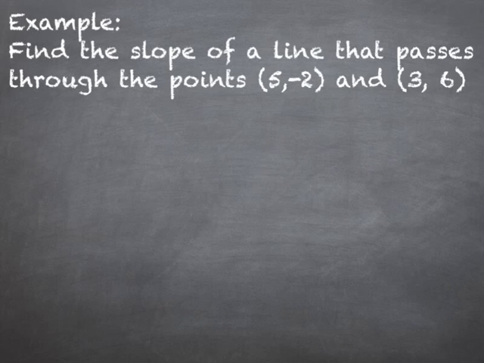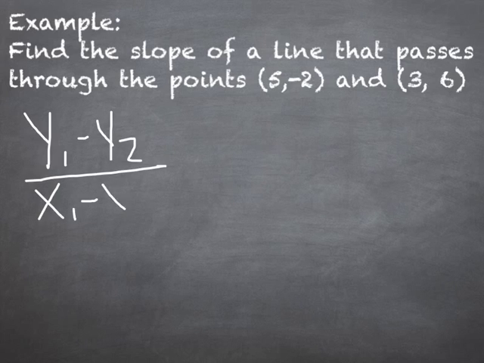We'll do just a few examples, and then we'll be done. Find the slope of a line that passes through the points 5, negative 2 and 3, 6. It doesn't matter which ones you select to be your 1's and your 2's. All that matters is that the 1's are from the same point and the 2's are from the same point. So y1 minus y2 over x1 minus x2. Again, it doesn't matter the order you do that, as long as the 1's are from the same pair and the 2's are from the same pair.